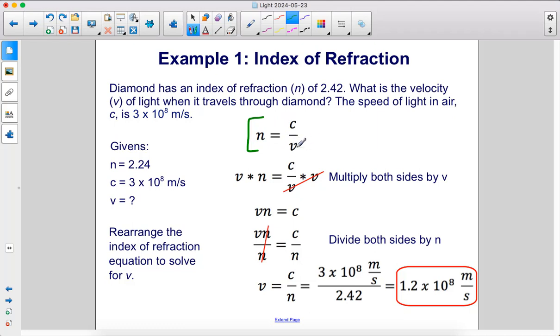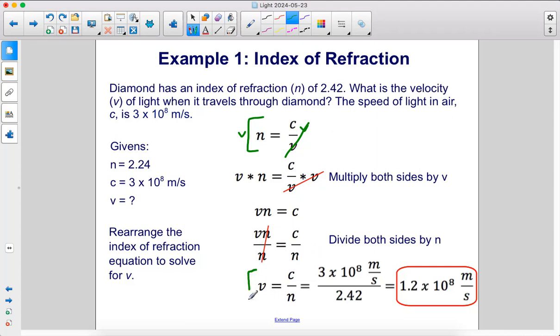The first step is to get v out of the denominator here. So we're going to multiply both sides by v. That way, it will cancel out on the right side. So we have v and v. That'll cancel out, leaving us with just v times n on the left and c on the right. Then finally we have to get rid of that n. We're going to divide both sides by n so it cancels out on the left and we get the n in the denominator here on the right.